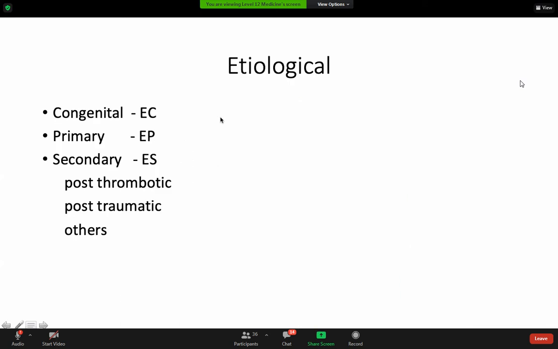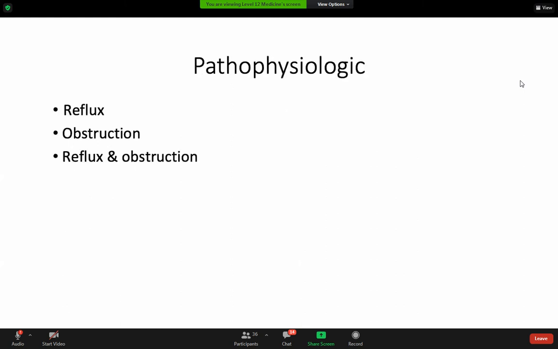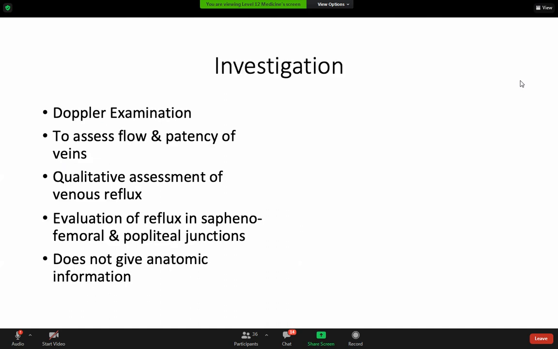E from etiology, either congenital or primary or secondary, post-thrombotic, post-traumatic or other. A from anatomy, either superficial or deep or perforators. P from pathophysiology, either reflux or obstruction or reflux and obstruction.